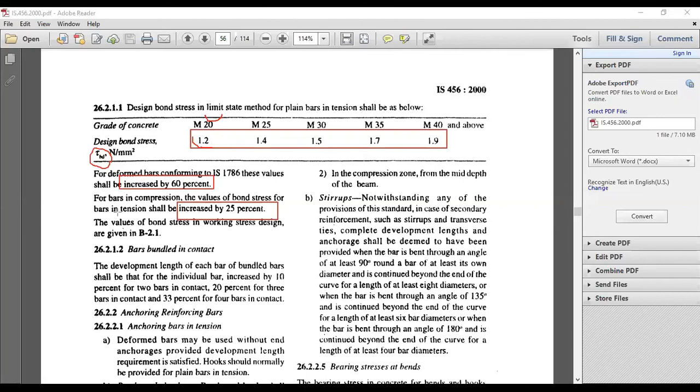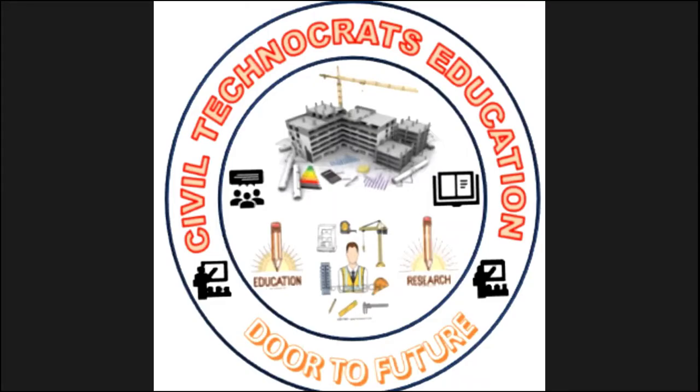For example, for the bars in compression, for M20 concrete, if the value of bond stress is 1.2, then first you need to increase this 1.2 by 60%, that is multiply 1.2 by 1.6, and after that multiply that value by 1.25. So you will get the design bond stress in concrete. Similarly, we will see this in our PowerPoint presentation.